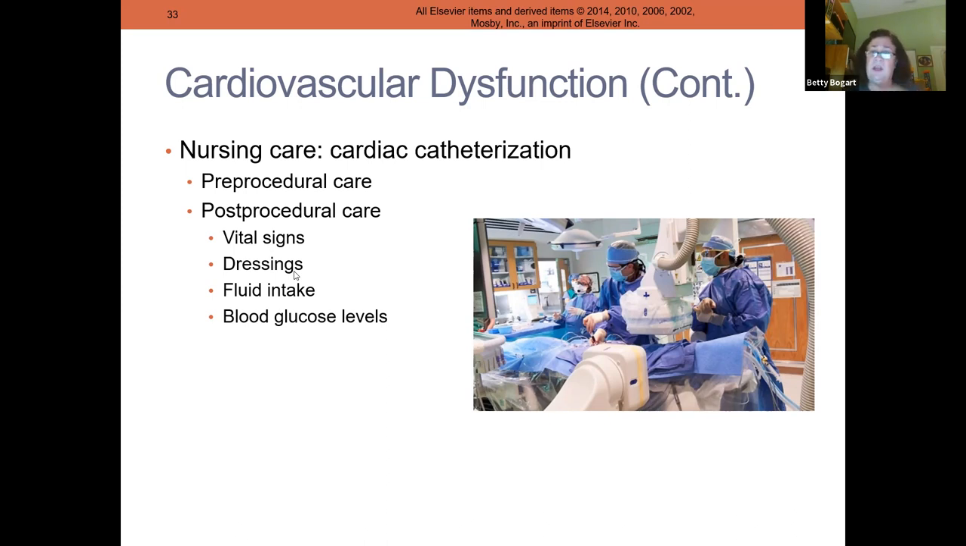If the pulses are decreased, because those catheters in there could cause some decreased pulses, make sure it's documented and carried on into report. That right leg should never be bent, should never be put on a pillow. These children are on bed rest 24 hours. You do not want that clot where those catheters were to pop off, because this child will bleed out very, very quickly. And we don't want to do that.